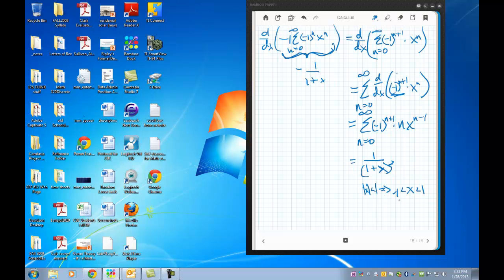Now, if I need to check my endpoints, I can. It's pretty easy to see what happens here if I do check my endpoints. It's not so bad. But I'll leave that to you guys now that we've got some practice with that in terms of the ratio test.